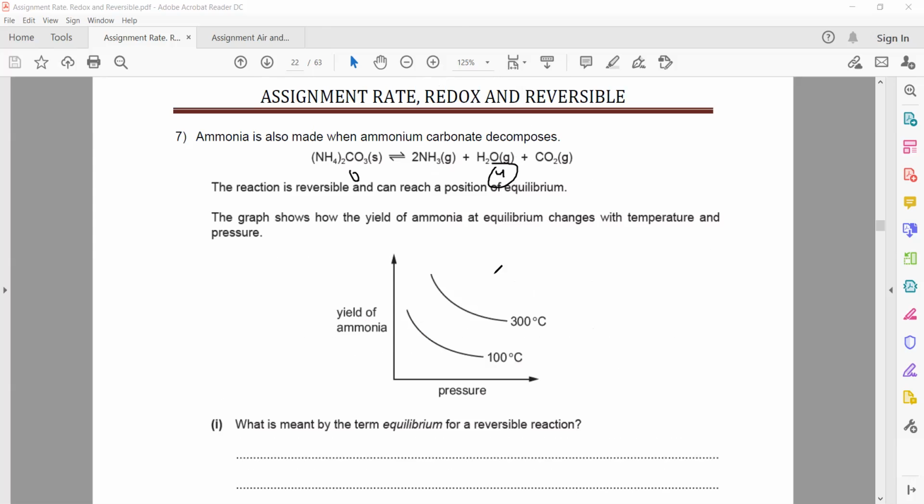And what is the reason? Because they ask for an explanation. So what you will mention is that because there are fewer moles of gas on the left-hand side, the equilibrium shifts towards the left. The yield decreases because there are more moles of gas on the right-hand side, so the position of equilibrium shifted towards the left.